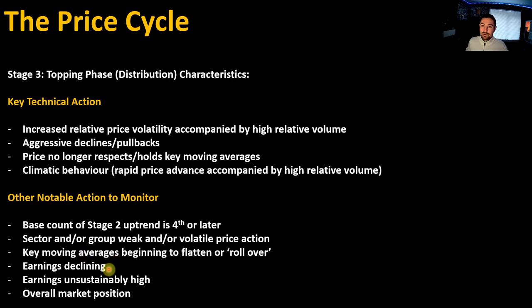You could have a material deceleration in the earnings. You can have earnings that are unsustainably high. I've got a couple of charts of, say, Zoom that you're going to see, and you're going to see this with a lot of stocks, and this is a quote by Minervini as well: the stock can actually top out when the earnings are the highest. We'll look at that in a couple of slides' time. And then the overall market position. Has the overall market just gone from a powerful stage two uptrend into what looks like a very volatile stage three top? Because the market trend is going to significantly affect stocks.